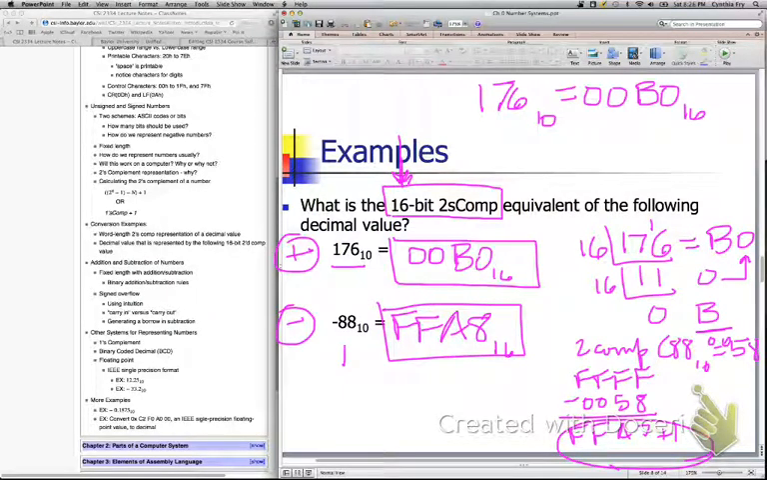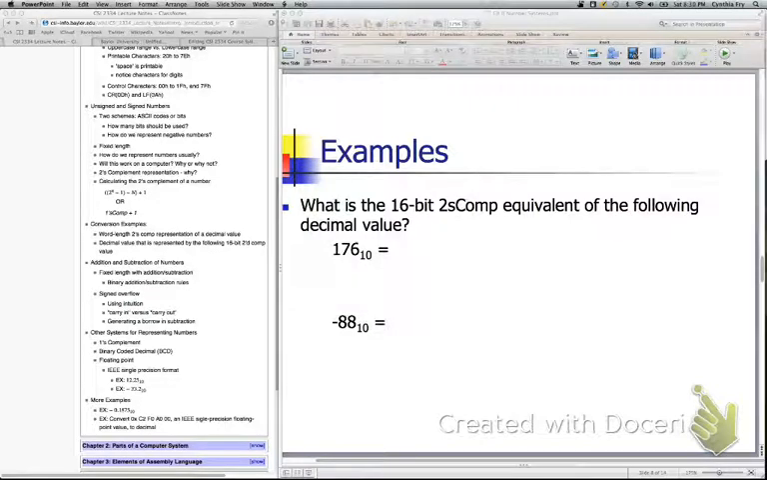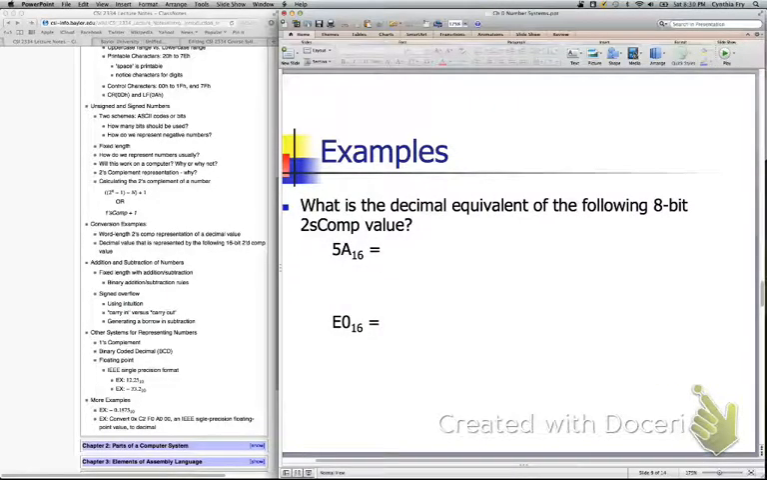Okay, so what do you think? You okay with it? We'll do some more examples of this if we need to. But in the meantime, let's keep going. Let's do some other examples. This time, let's do some calculation based on going the other way. Let's go from 8-bit 2's complement to decimal. So what is the decimal equivalent of the following 8-bit 2's complement values?